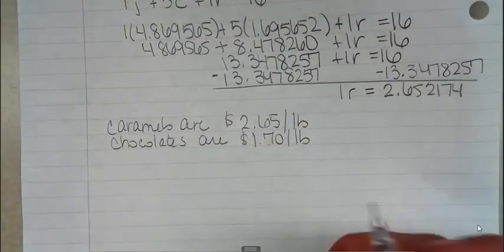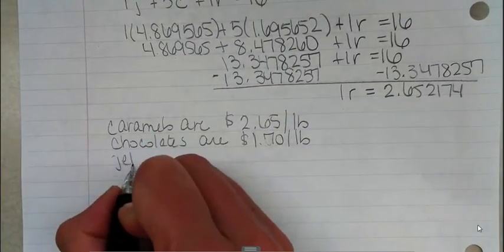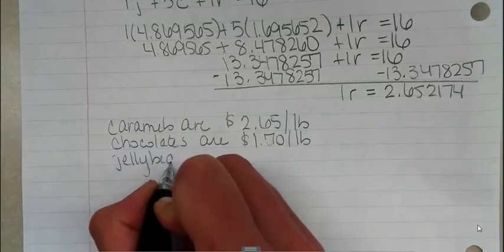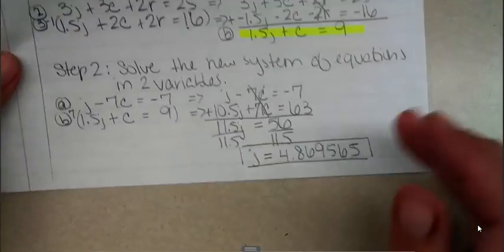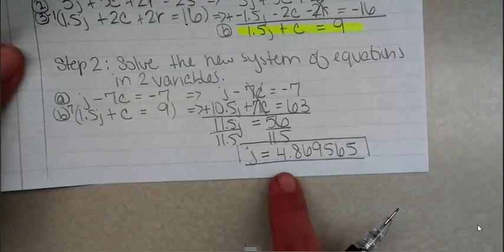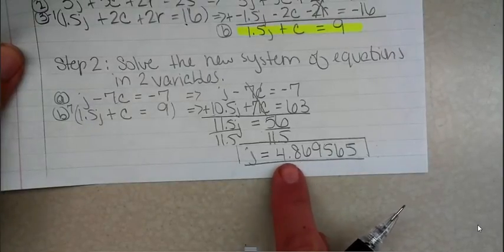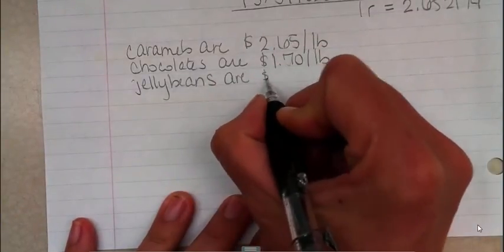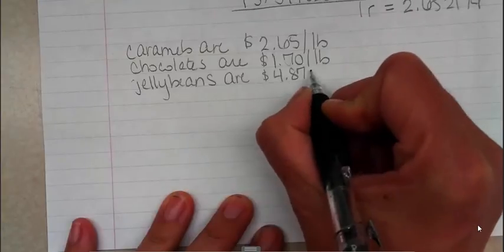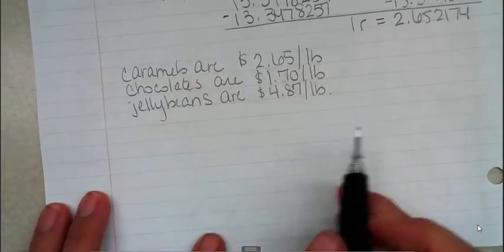And the last thing that we had was jelly beans. Now, I don't know how accurate these prices are. I made this problem up, so I'm not sure if jelly beans would be that much more expensive than everything else. But again, I'll round up, so about $4.87. And there's my answer.